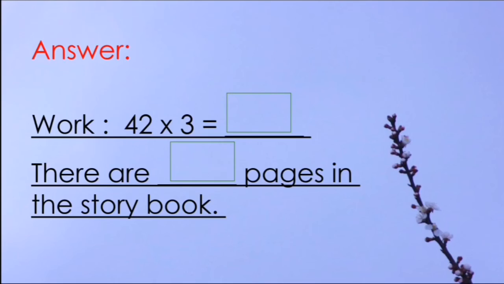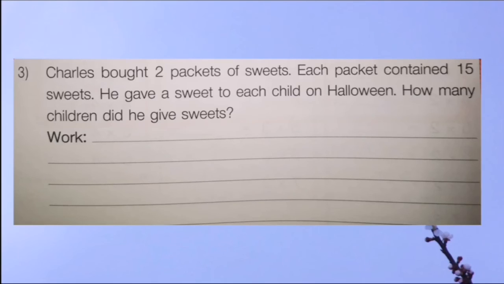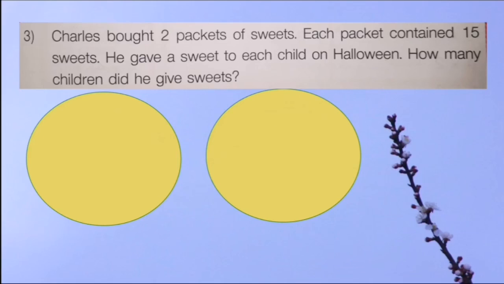Now let's proceed to number 3. Let's read the problem together. Charles bought 2 packets of sweets. Each packet contained 15 sweets. He gave a sweet to each child on Halloween. How many children did he give sweets? Now let's answer this one.